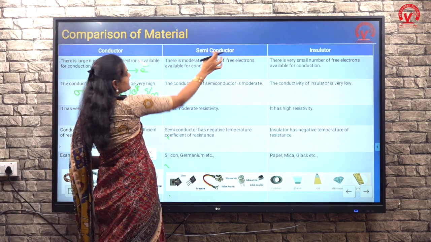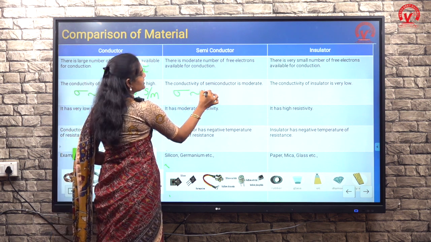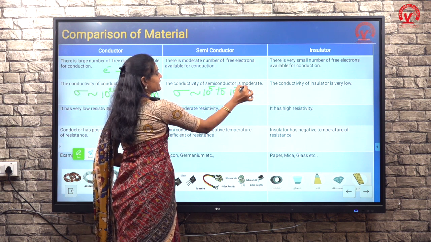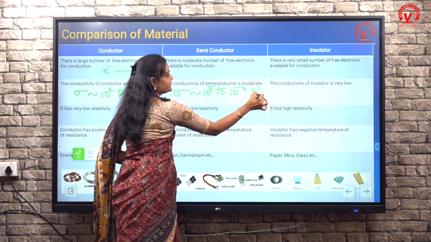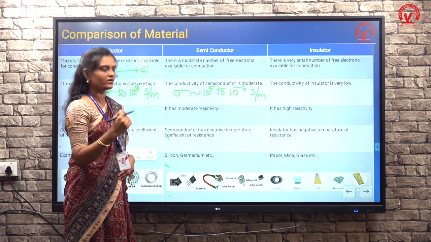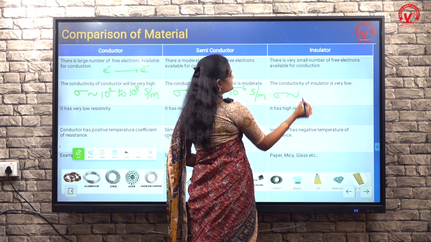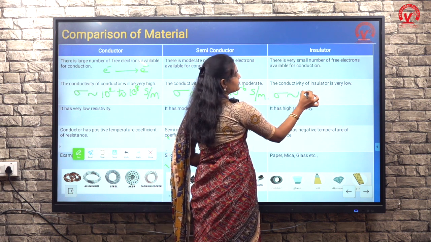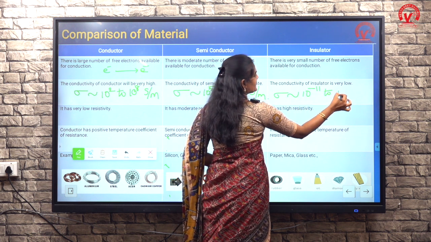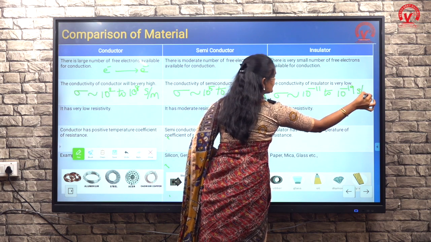Now the semiconductor has conductivity of 10 power 5 to 10 power minus 6 Siemens per meter. And for the insulator the conductivity is very low, approximately equal to 10 power minus 11 to 10 power minus 19 Siemens per meter.